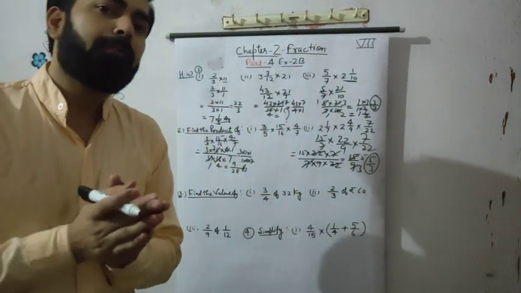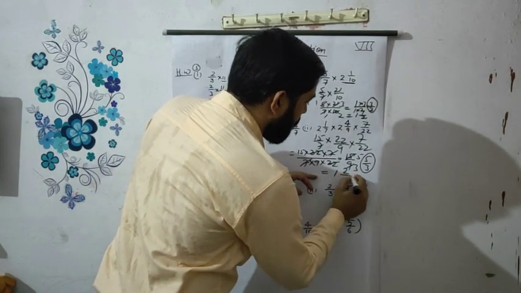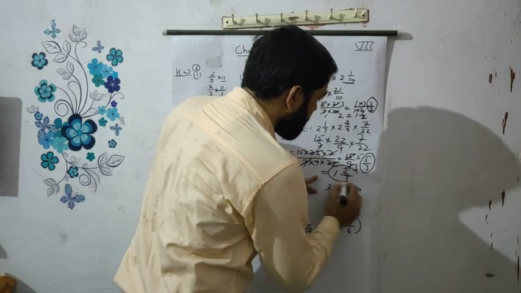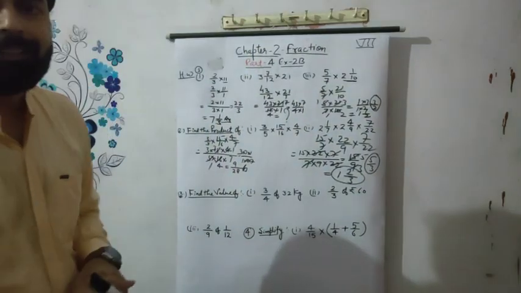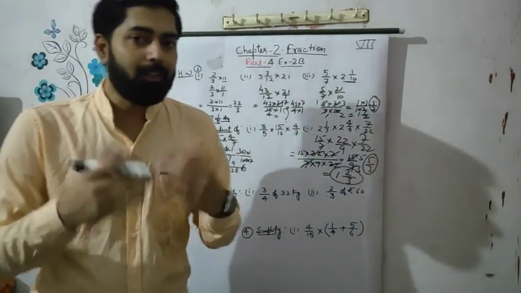So we can write the improper fraction as a mixed fraction. 3 1s are 3. 2 is the remainder. So 2 is written as the numerator, and the denominator will be the same: 1 and 2 upon 3. This is the answer. Now exercise 2B, third question.